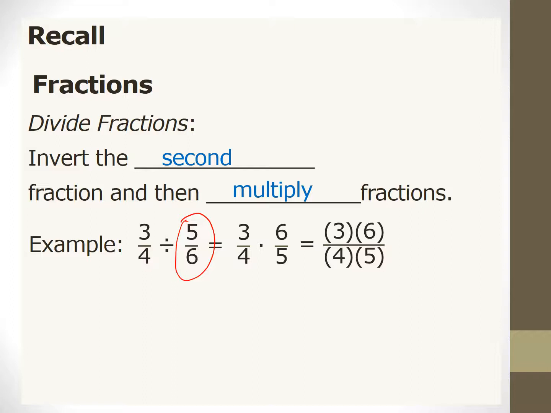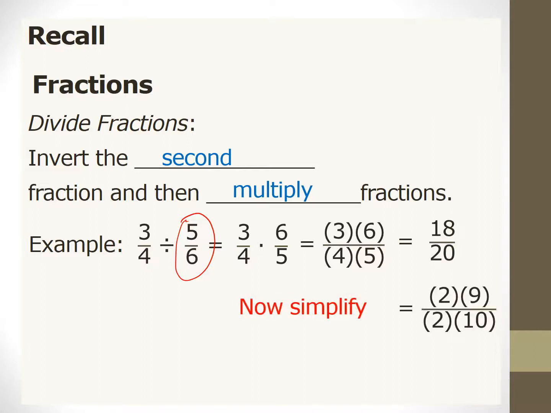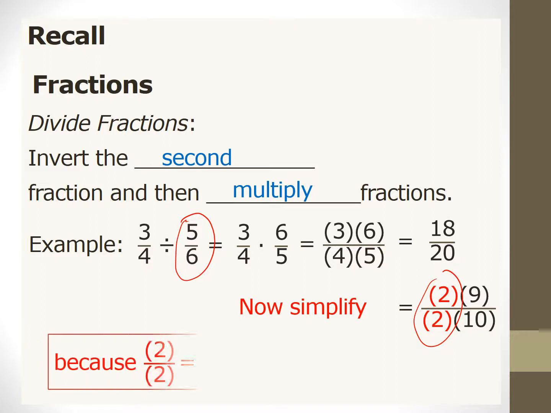Top times top, bottom times bottom, we get 18 over 20. Then we look to simplify, and 18 is 2 times 9, 20 is 2 times 10, so clearly they have a common factor of 2. We reduce that, and when we do, we get an answer of 9/10. So there's a little review of multiplying and dividing fractions.